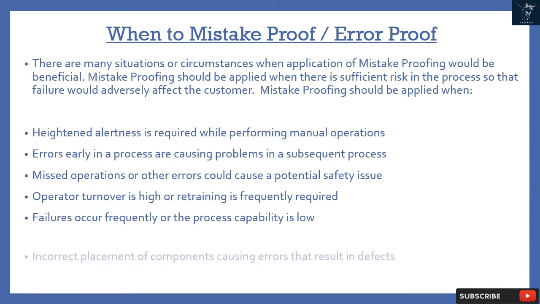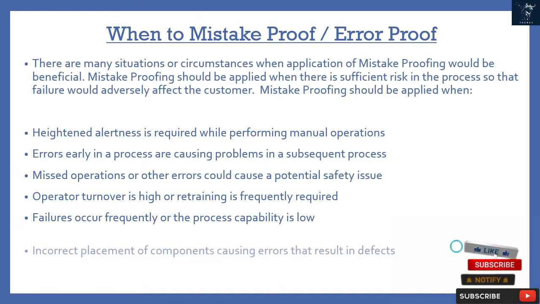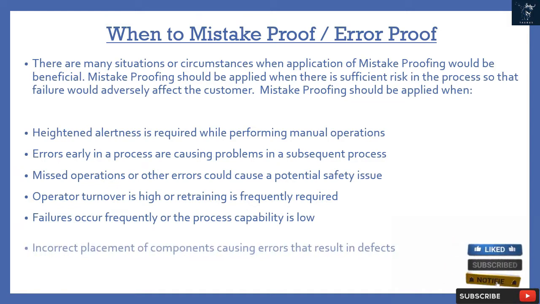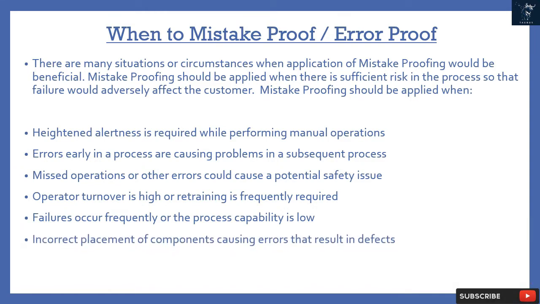There are many situations or circumstances when application of mistake-proofing would be beneficial. Mistake-proofing should be applied when there is sufficient risk in the process so that failure would adversely affect the customer. Mistake-proofing should be applied when heightened alertness is required while performing manual operations. Errors early in a process are causing problems in a subsequent process. Missed operations or other errors could cause a potential safety issue.